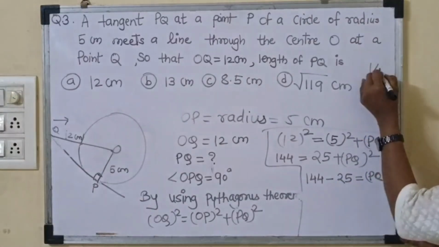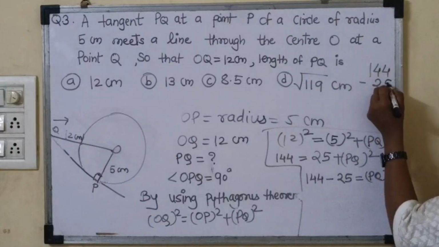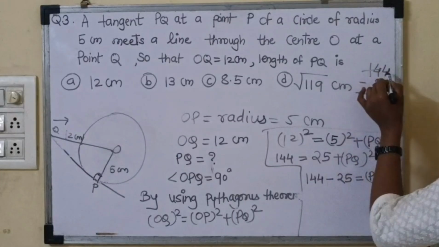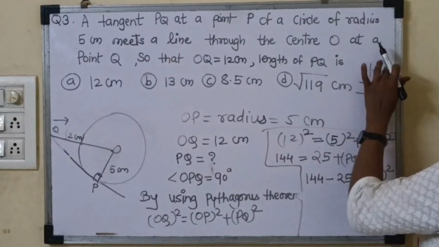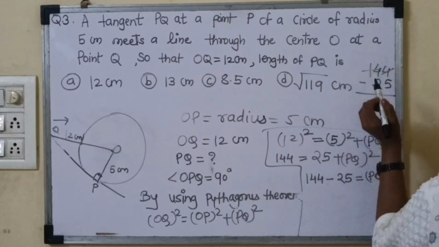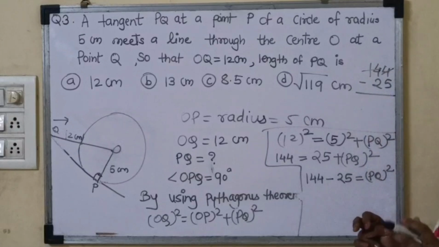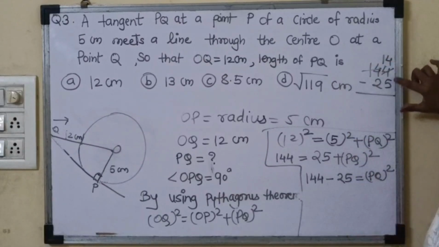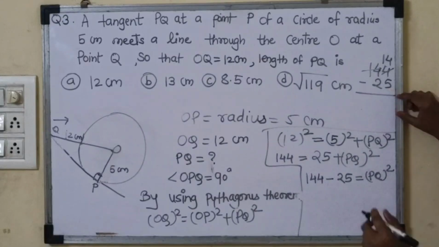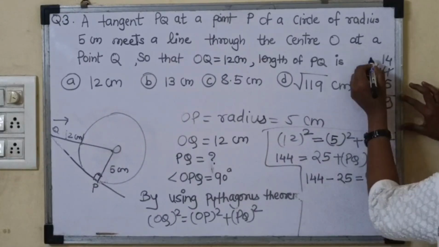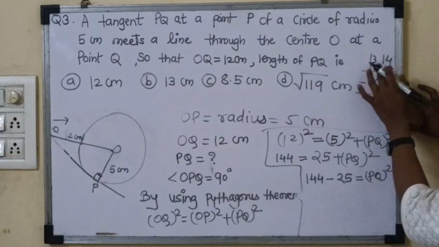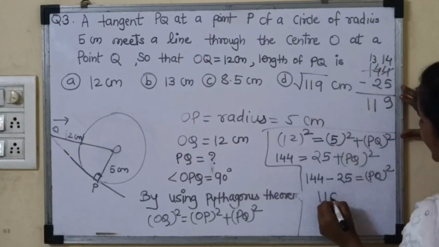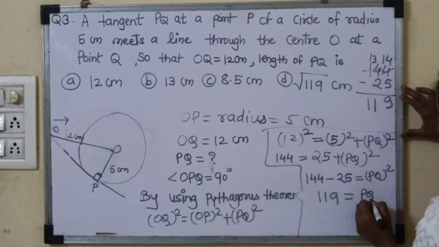Now 144 minus 25. Children, 5 cannot be subtracted from 4, so what will we do? We take a carry over. So 4 becomes 14. 14 minus 5 is 9, and this becomes 13 because it gave 1. So 13 minus 2 is 11. So this becomes 119, equal to PQ square.